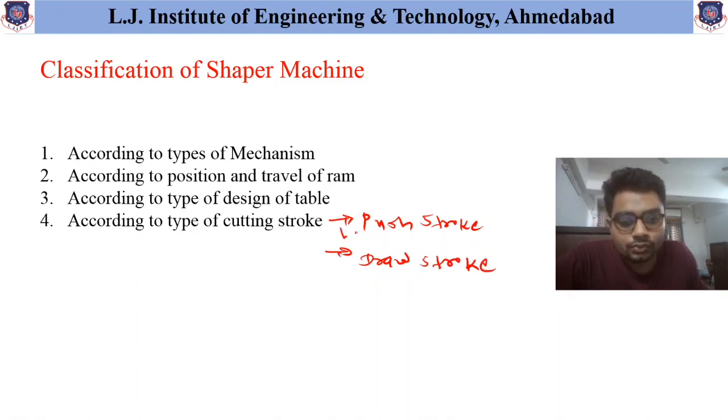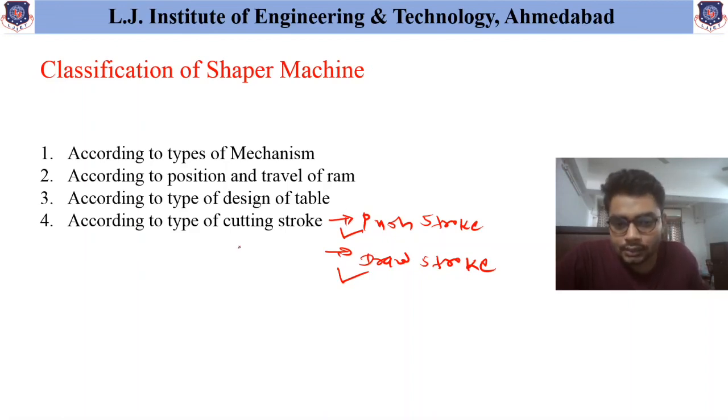During push stroke and during draw stroke, there is a variation in removal of material, whether the material is removed during the return of the stroke or during the forward stroke. Based on that, this shaper machine can also be classified, because based on requirement, this push stroke or draw stroke is required. And this we will discuss during the actual mechanism that is required to operate this shaper machine, and that we will see in our further lectures also.